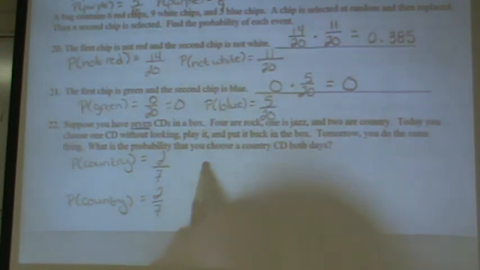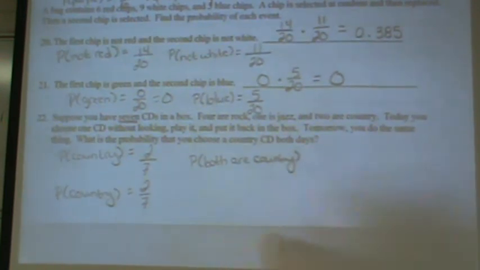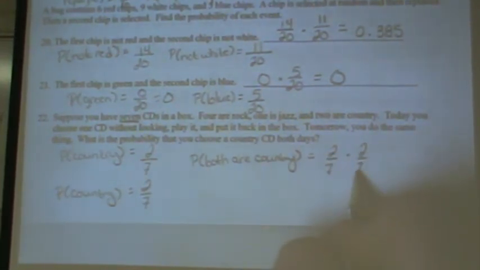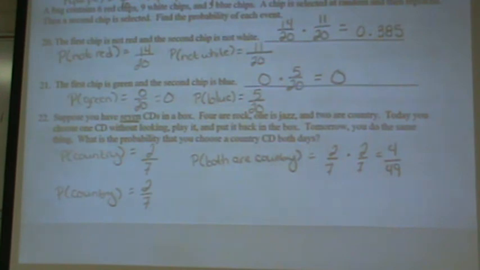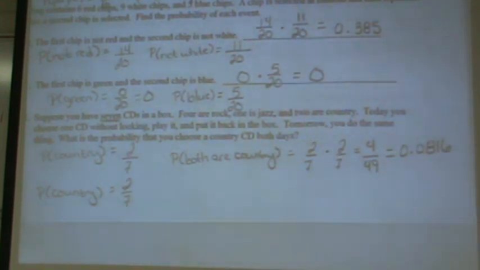So to find the probability that both are country, we're going to take 2 over 7 and multiply by 2 over 7. This is going to give us 4 over 49. And that's going to give us a decimal of 0.0816. So that's finding the probability of independent and dependent events. And we are done.